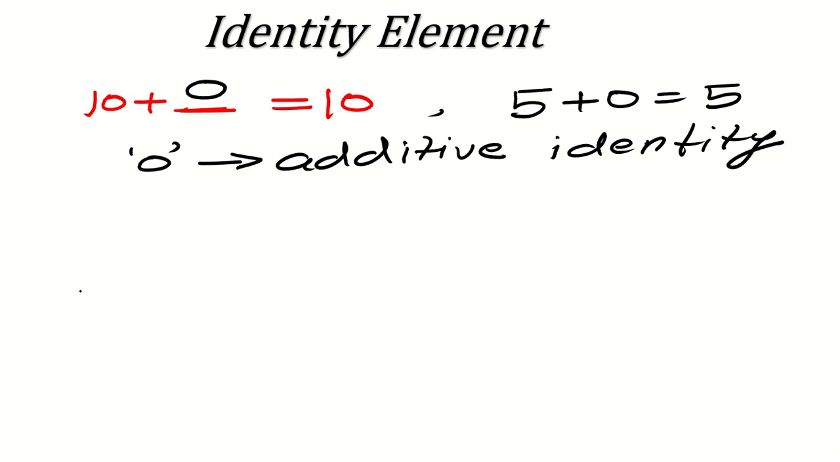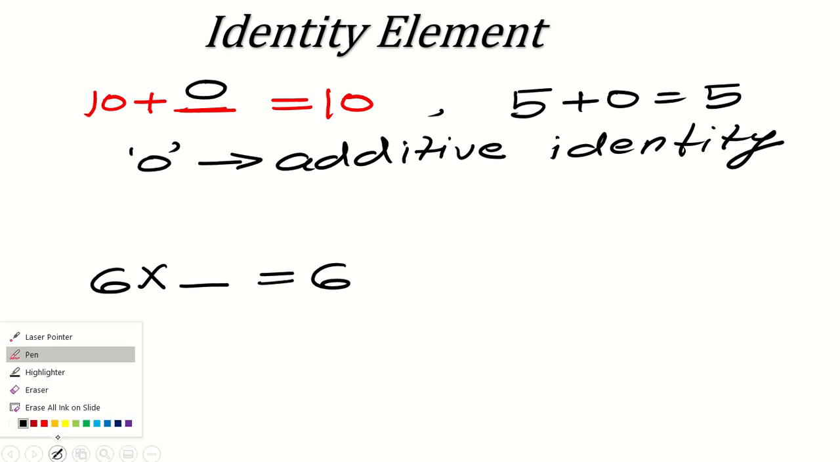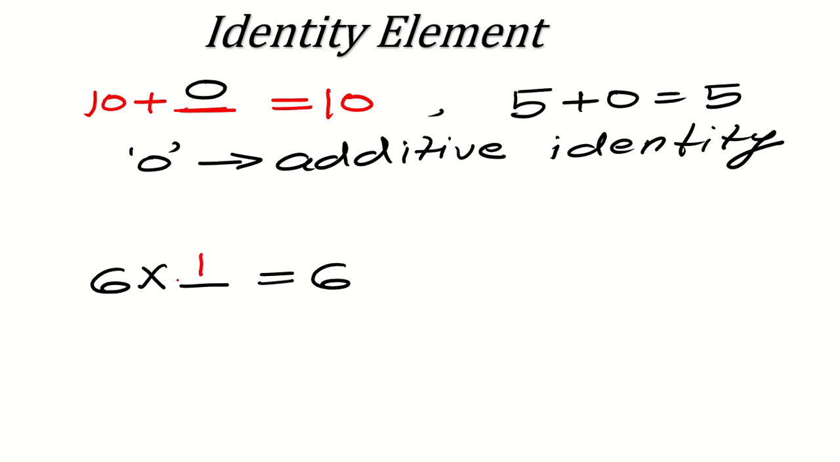Okay. Now, the same for multiplication also. Let's understand with this example. If you multiply 6 by a number, then you must get the answer 6 again. So, what is that number? Yes, again you are thinking correctly. The number will be 1. 6 multiply 1 is 6. Similarly, 7 multiply 1 is 7. 9 multiply 1 is 9. So, any number, if you multiply by 1, you will get the same number. So, what is 1 here?